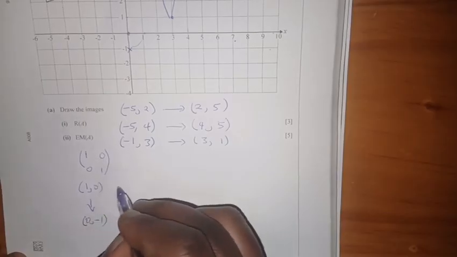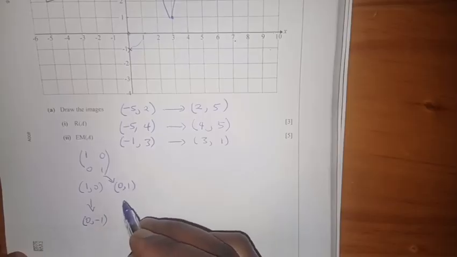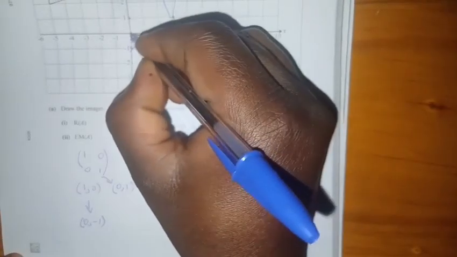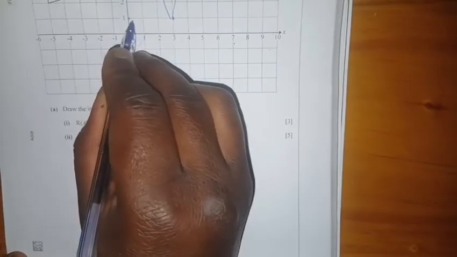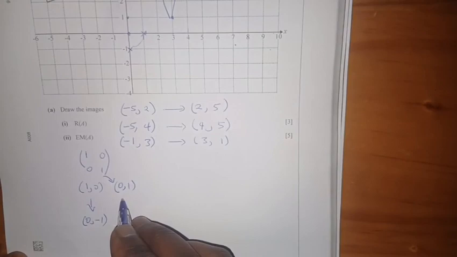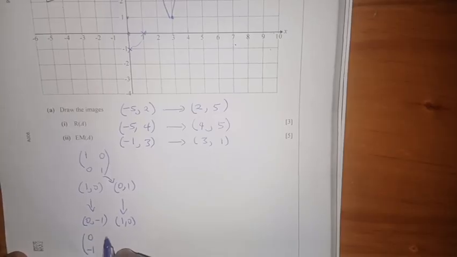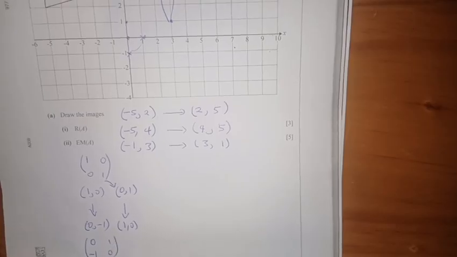Now this point here, it's 0, comma 1. Where is that? This is here. Rotate this about this center 90 degrees clockwise. So it's coming there. It becomes 1, comma 0. Now let's write this as a matrix. It will be 0, minus 1, and 1, 0, like that. Now that's the matrix.